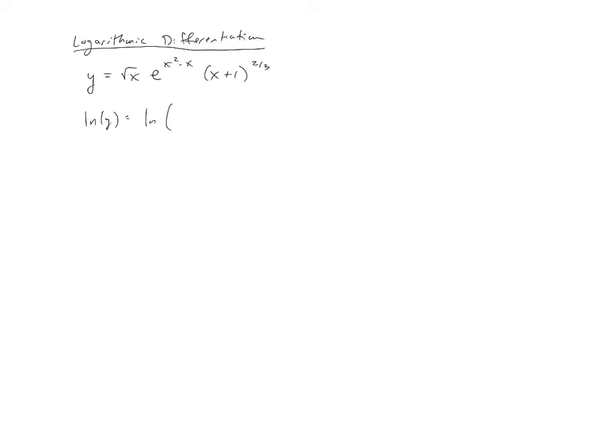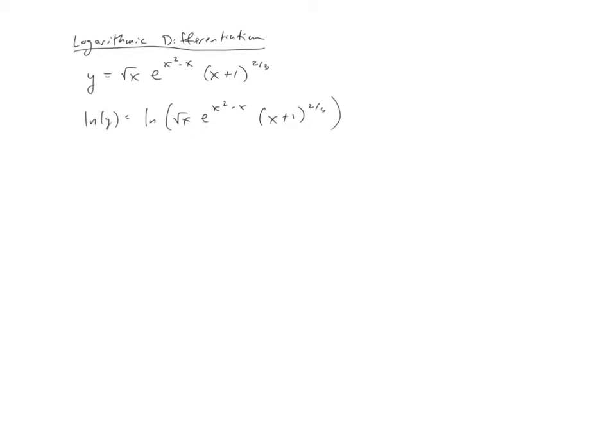So I've got my natural log and natural log. We've got our square root of x, e to the x squared minus x, and an x plus 1 to the 2/3, all now inside that natural log on the right. So now, because we have that natural log there, we can actually use our properties that we just discussed to expand out this big mess.